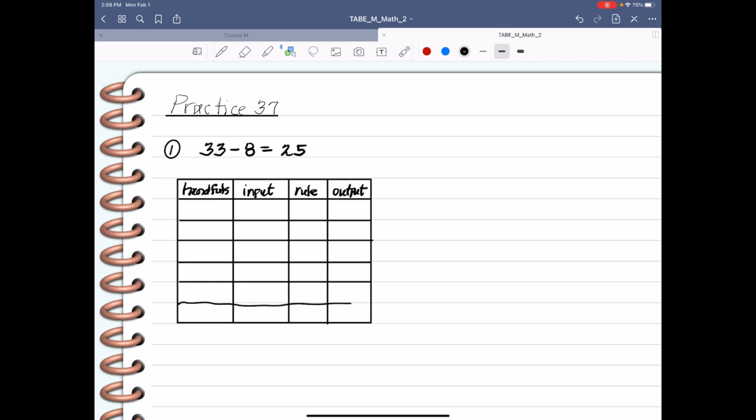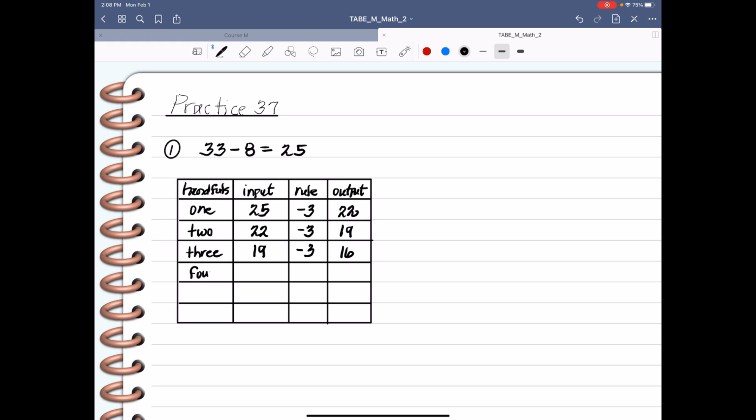Okay, so I'm going to say on the first handful, there are 25 almonds in the bag, and he eats 3 of them. So the rule is subtract 3, and that would leave me with 22. So on the second handful, put in 22, he subtracts 3, and that leaves me with 19. On the third handful, there are 19. He eats 3, and that leaves 16.